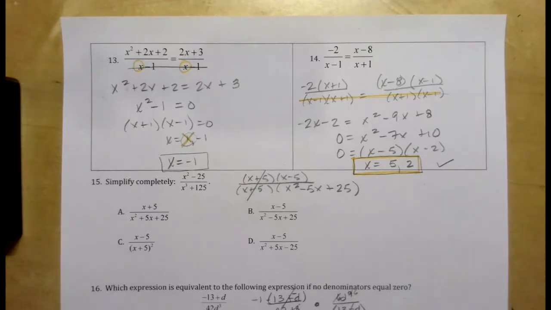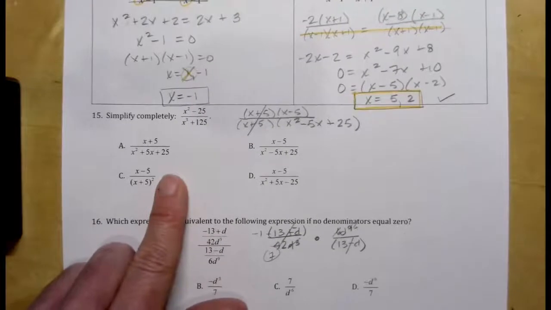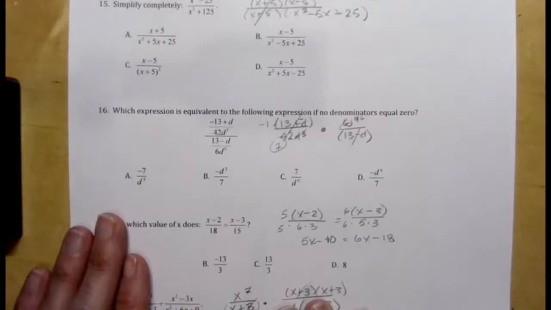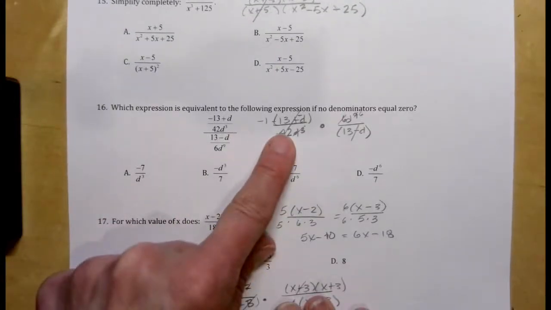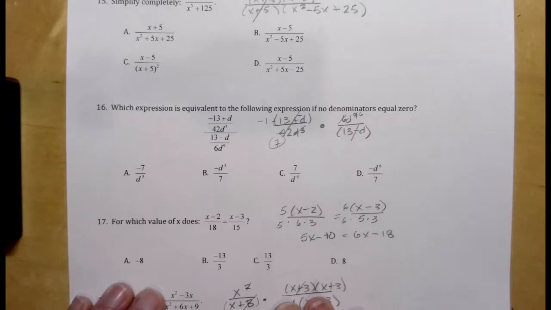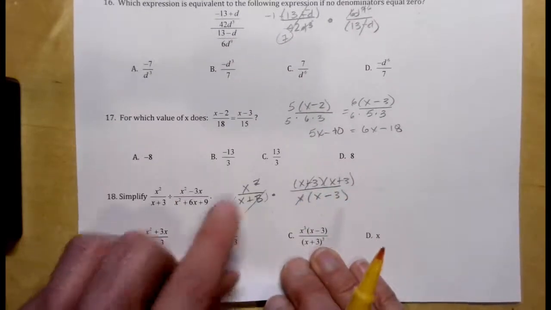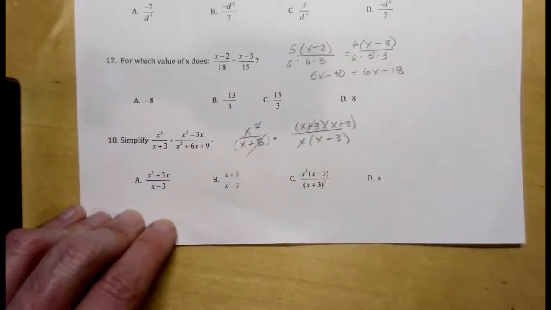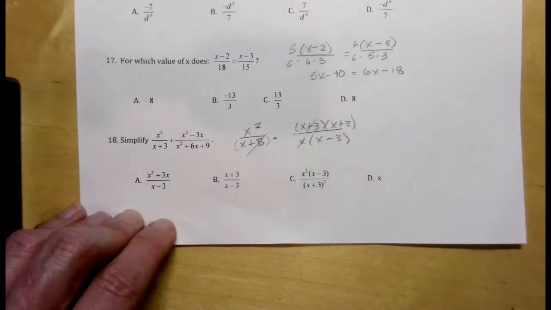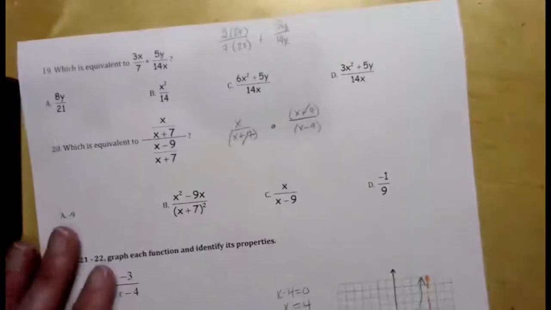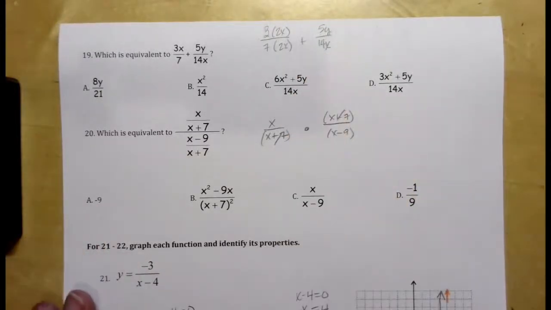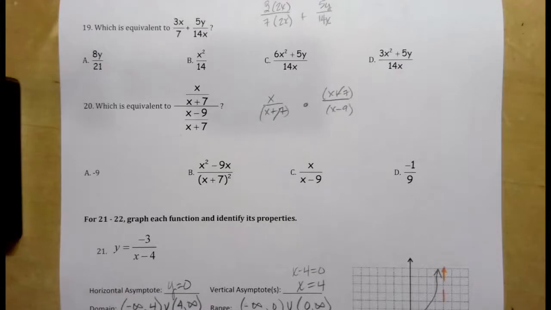All right, so 15 was on your quiz for this week. Here's a hint. 16 was on your quiz for this week. There's a hint. 17 was on your quiz for this week. There's a hint. 18 through 20 were also on your quiz for this week, and there are hints for those too.